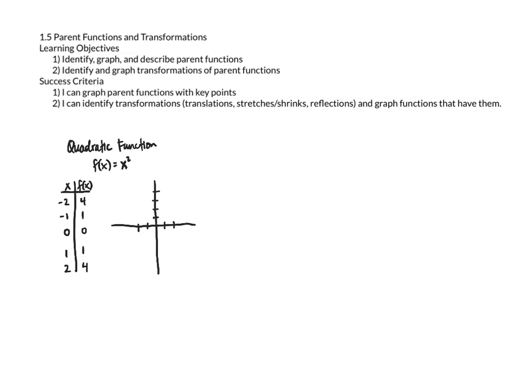Okay, so I'm going to graph those 5 points. I'll just use red, I guess. So my vertex, the center point is 0, 0, and then I go 1, 1, and 2, 4. And on the left, negative 1, 1, negative 2, 4. And so it curves up like this, and you have your U-shaped parabola, right? So that's the parent function for a quadratic, or the parent graph for a quadratic function.